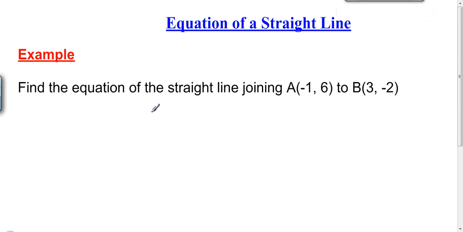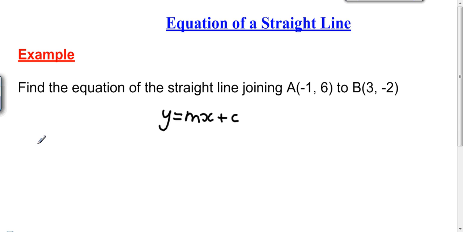Hello, the following video is about the equation of a straight line. The example we are going to look at is finding the equation of the straight line joining the point A, (-1, 6), to the point B, (3, -2). The first thing we have to think about is the general equation of a straight line, which is y = mx + c, where m is your gradient and c is the y-intercept, where it cuts the vertical axis.